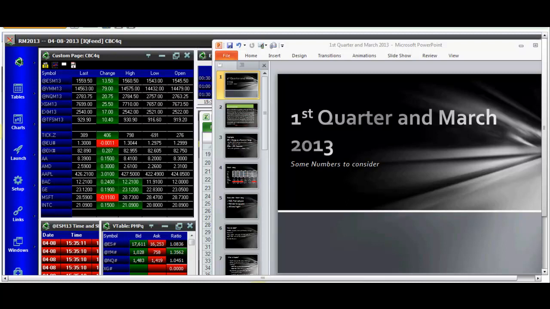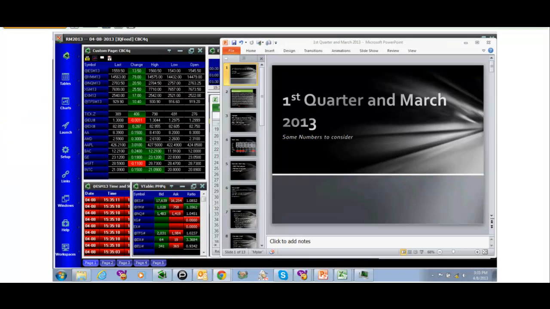Now, the first thing that you have to do whenever you start to look at a market and try and understand it is figure out what the market has done to this point. And we're in an interesting situation here. We finished out the first quarter. We finished out March of 2013. Back at what we see from that time frame.